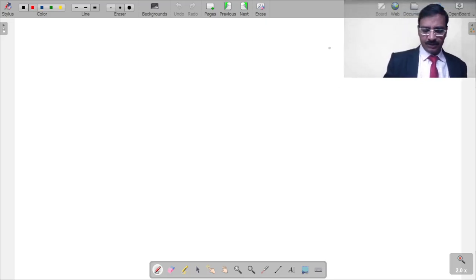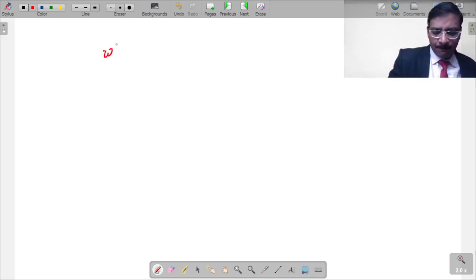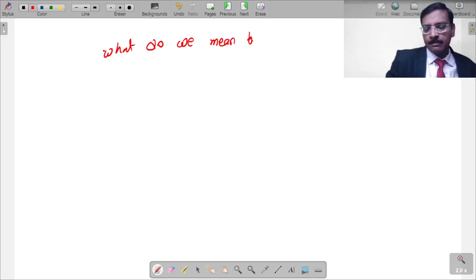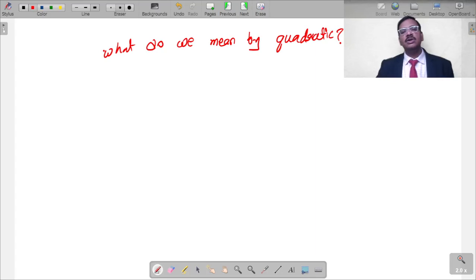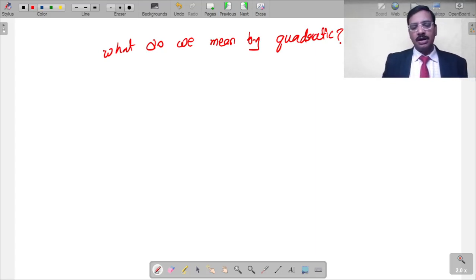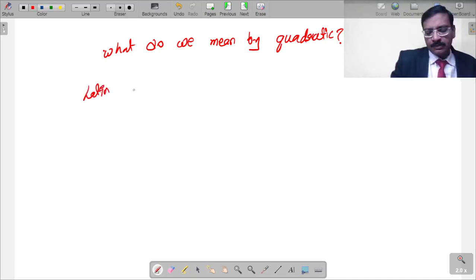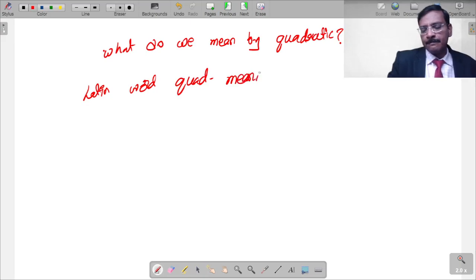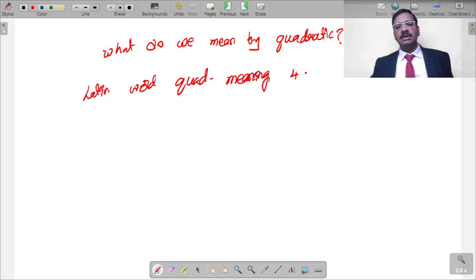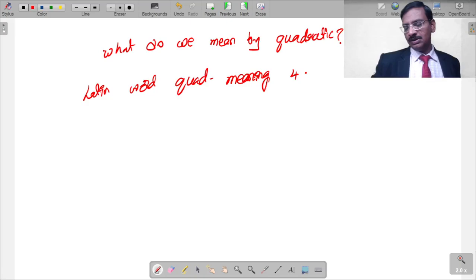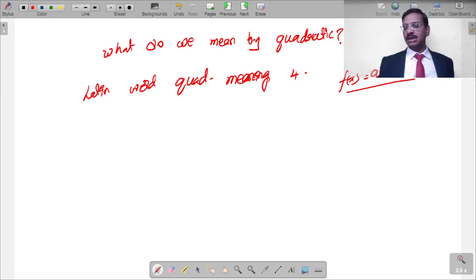What do you mean by quadratic? In the Latin word, quad means four. So a quadratic function, usually we write as ax square plus bx plus c, that is, f of x is equal to ax square plus bx plus c. This is called a quadratic function.